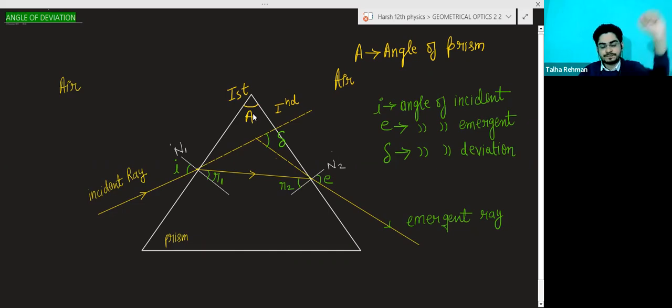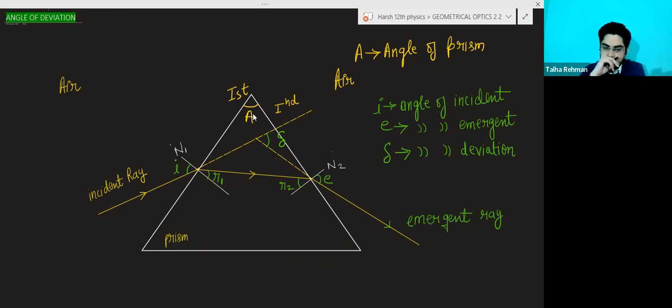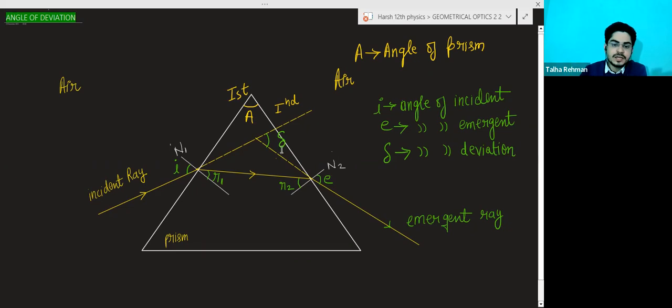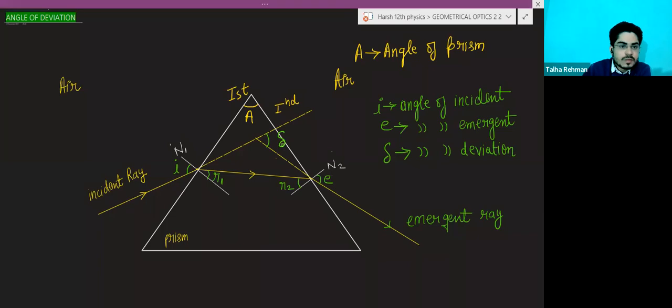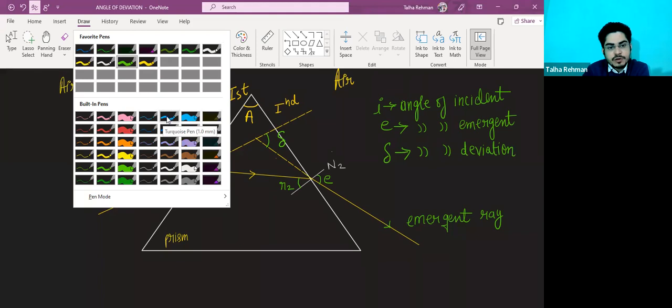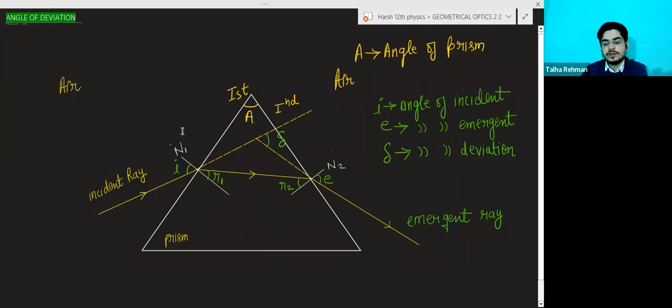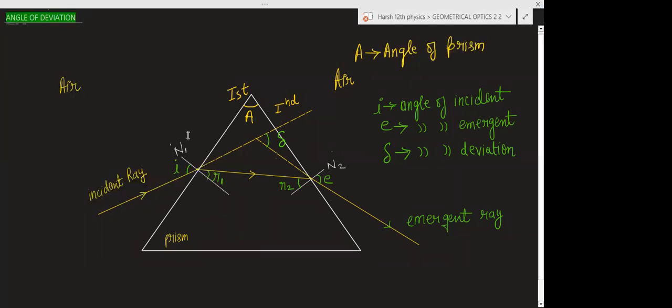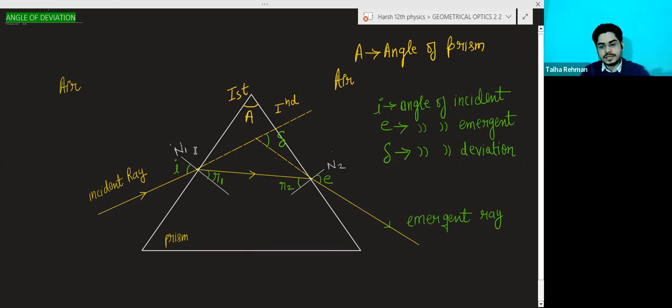Now what we will do? We want to find this angle of deviation. What is the name of the chapter we are studying? Geometrical optics. So obviously geometry will be used, so you should be ready for that. Now this is a normal.